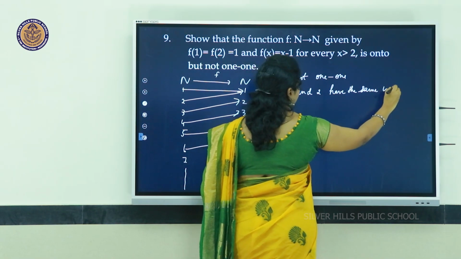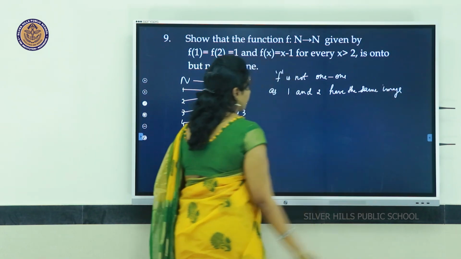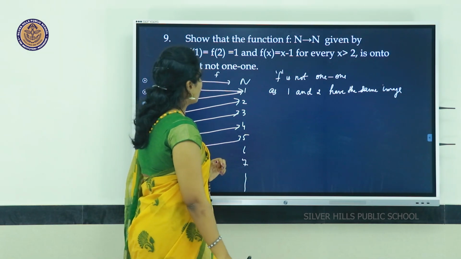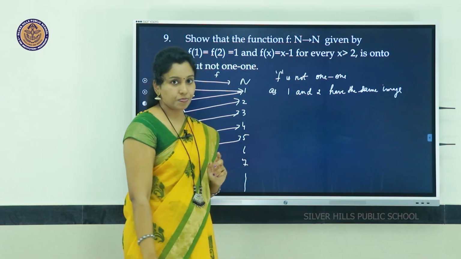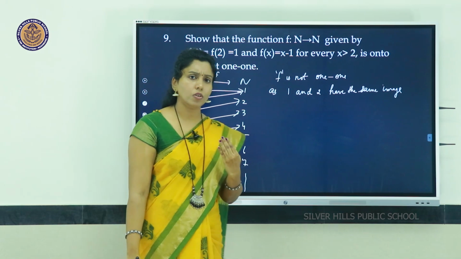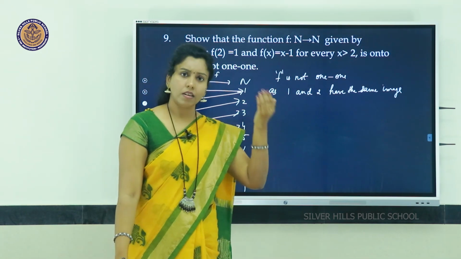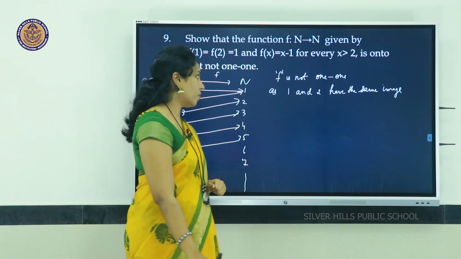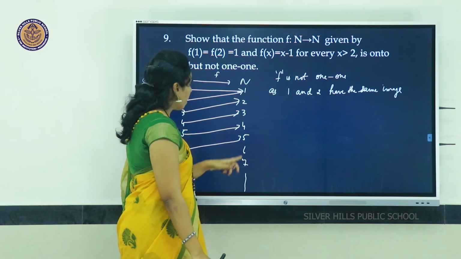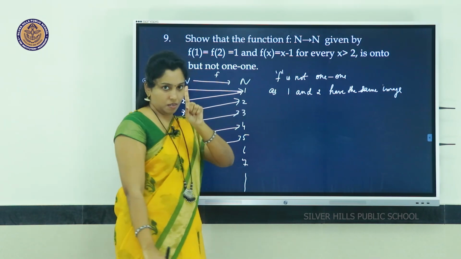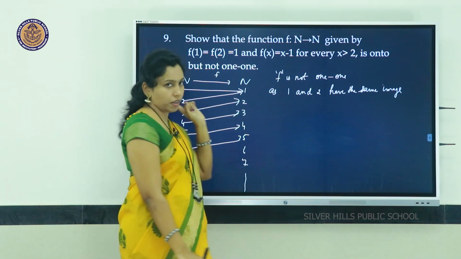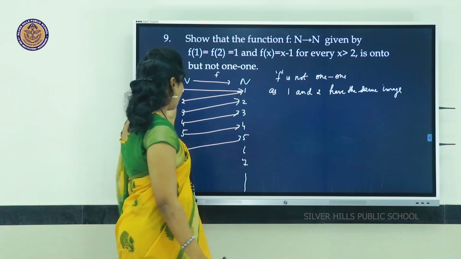Same image. Now, how can you prove it is onto? How do you prove it is onto? We take a y and then we prove there is an x which is a pre-image for that. Now, if your y is 1, then definitely it has a pre-image, 2 pre-images, 1 and 2.